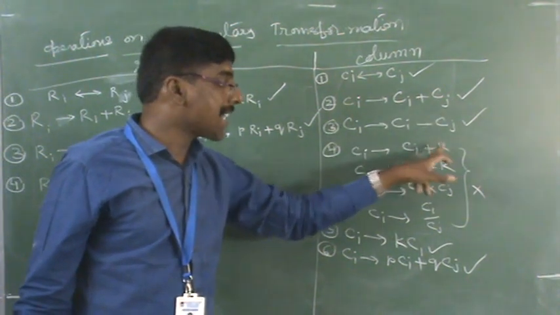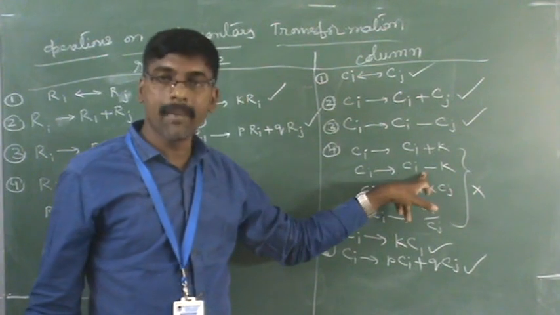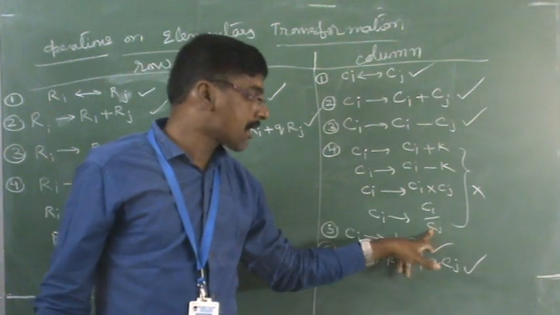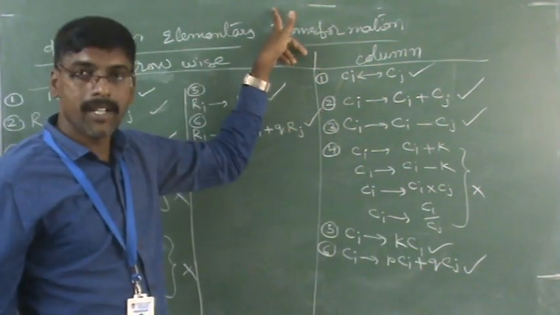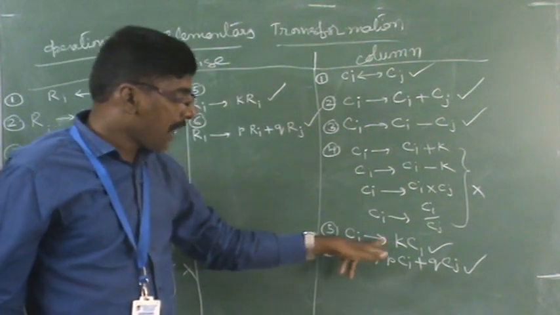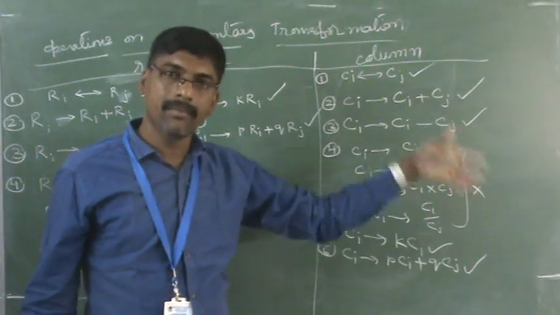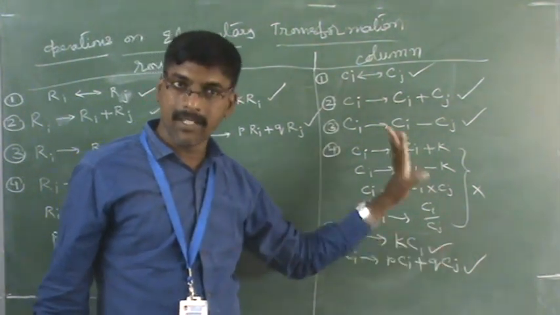One number can be added to an entire column, or one number can be subtracted from an entire column. Multiplying two columns together or dividing one column by another does not exist in elementary transformation. One scalar multiplied by an entire column does exist.